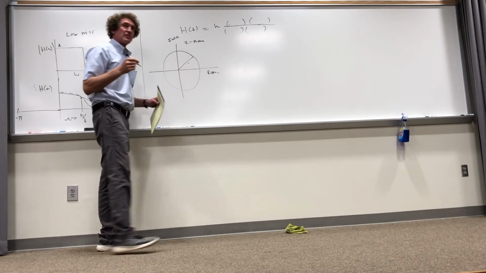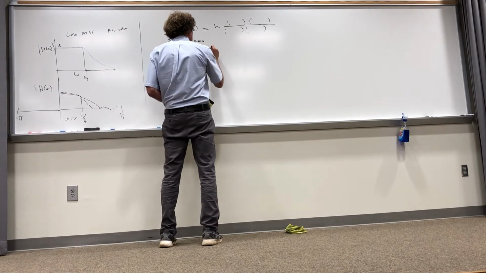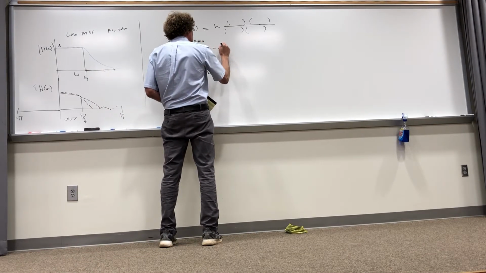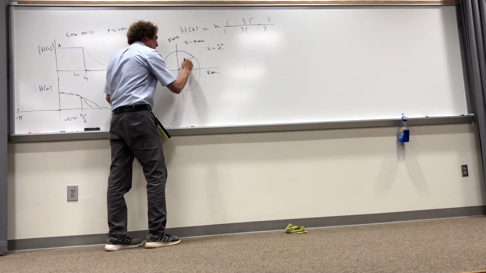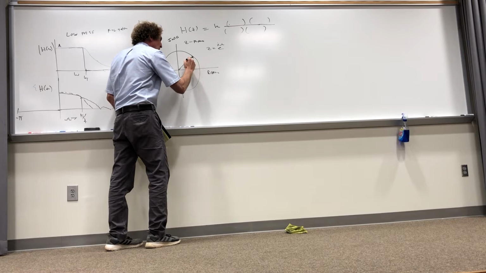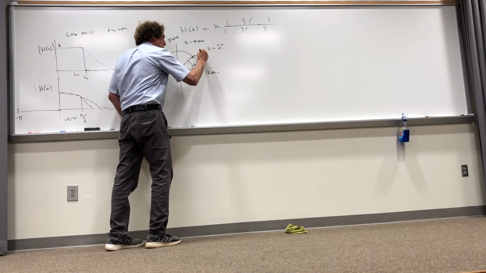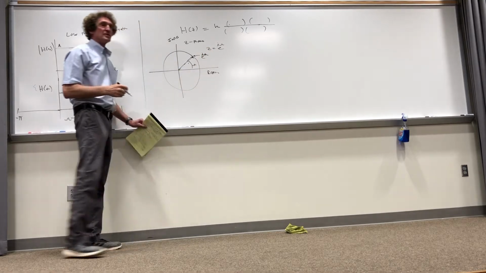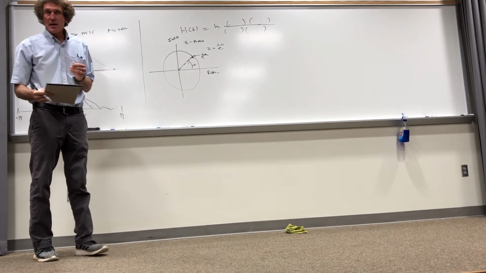Now when we talk about filtering, we're always talking about replacing z in this equation with e to the j omega. So this point right here is e to the j omega. It's the frequency of interest you're going to actually think about how the filter responds to.